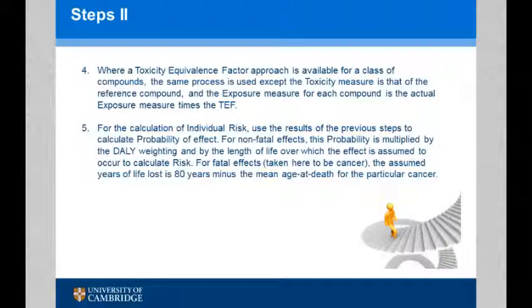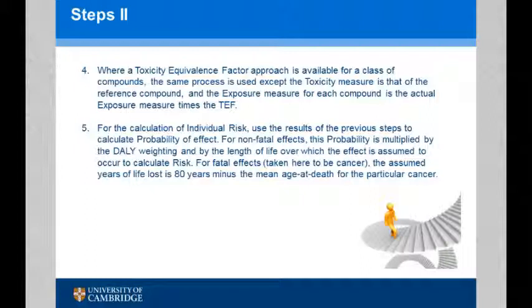For the calculation of individual risk, we use the results of the previous steps, which calculate a probability of effect, or actually it's the fraction of the population that has the effect. And for non-fatal effects, we multiply this by the disability-adjusted life year weighting factor from WHO and the length of life over which the effect is calculated. And for fatal effects, we take into account the length of life lost. So it's 80 years. We assume you're living 80 years minus the mean age of death for that particular cancer.